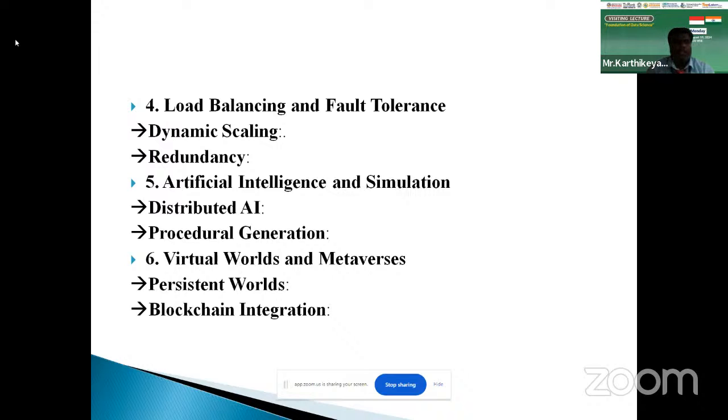And blockchain integration means some virtual worlds use blockchain technology to manage virtual assets and transactions. This distributed ledger technology ensures the secure, transparent ownership and transfer of digital items and currencies within the environment.